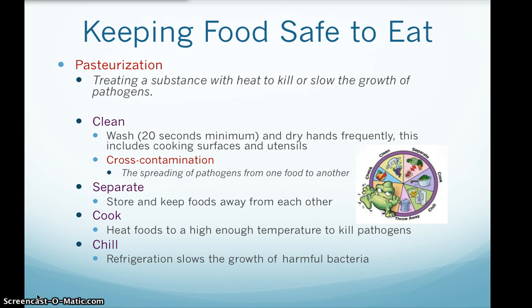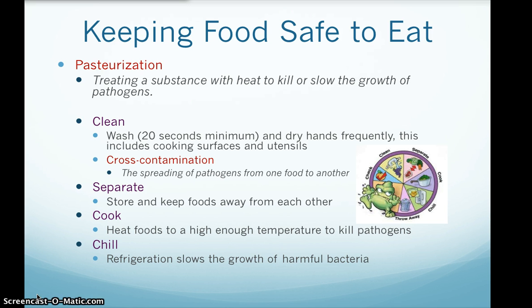Clean. It's really important that we wash for a minimum of 20 seconds and dry our hands frequently. This includes cooking surfaces and utensils, so always washing your utensils, always washing cutting boards and whatnot, always washing the countertops that you've been cooking on, washing your hands, etc. Because when you go from one food to the next food, there's a process called cross-contamination, and this is the spreading of pathogens from one food to another. It's important that you separate your foods, store and keep foods away from each other. So put them in separate containers, separate baggies, etc.